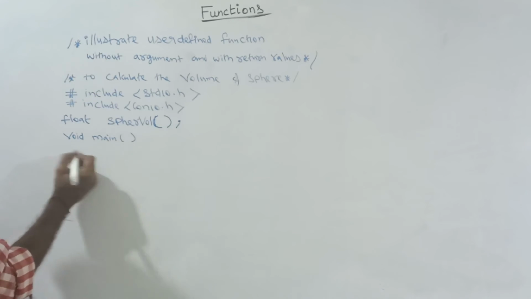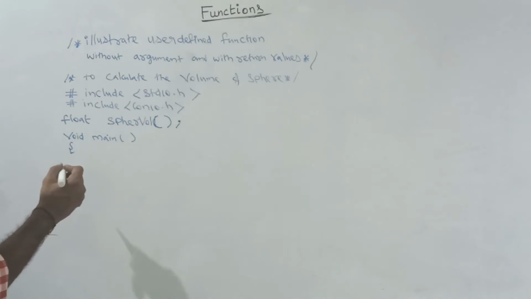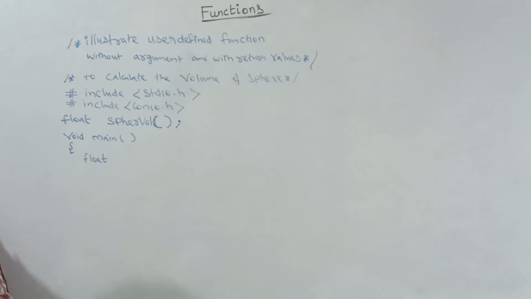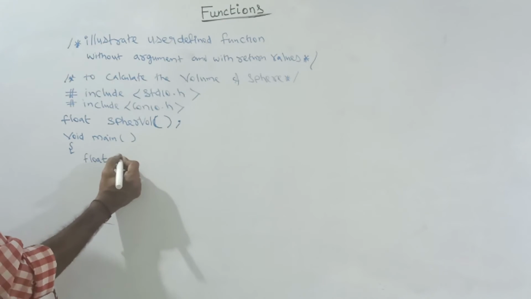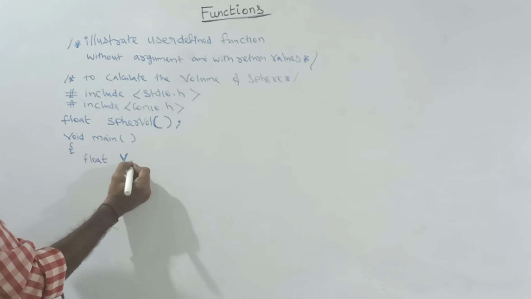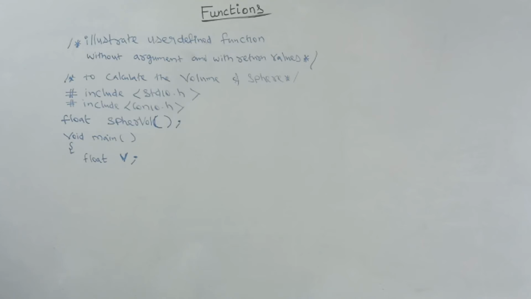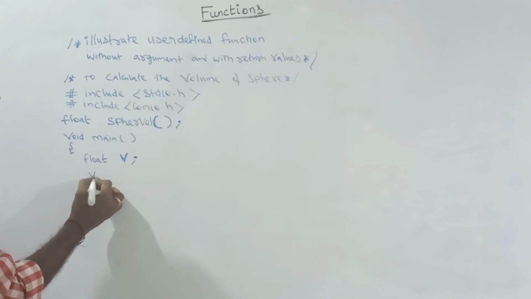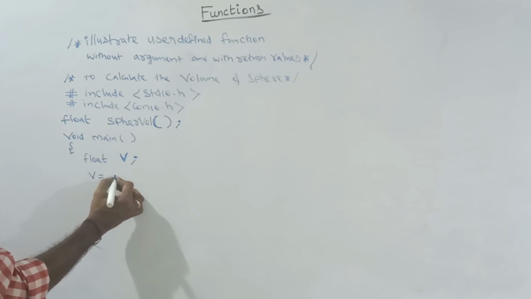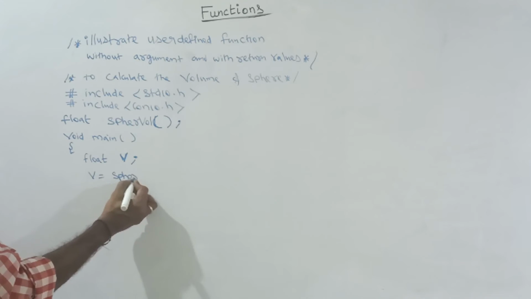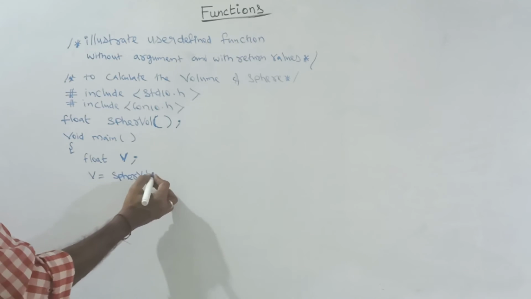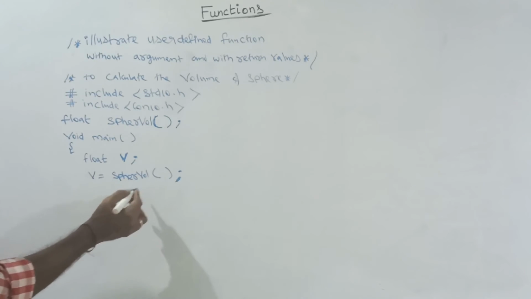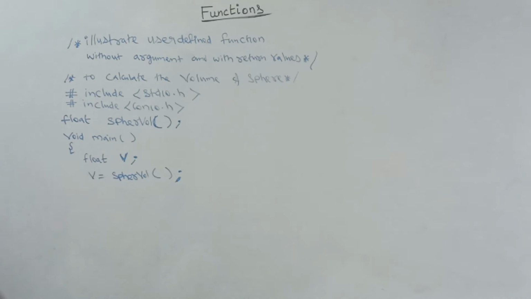So after the void main function, I am declaring the variable as float v, for volume. To get the return value I have declared the variable v. Here v is equal to, I am calling the function. This function name is sphere volume. Here I am just calling the function. If I call the function, that's enough. Automatically the result will be stored in the variable v.